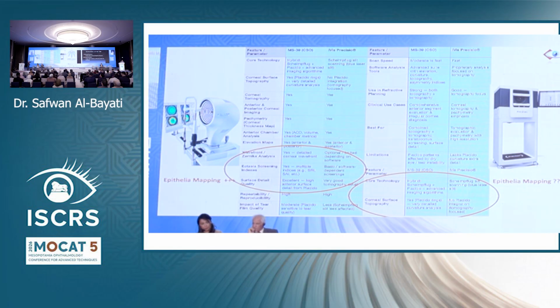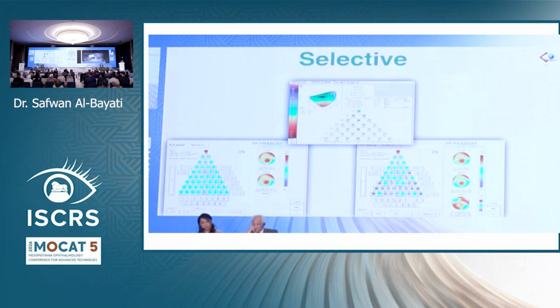And that's the comparison. We can see here, it's highlighted. The wavefront Zernike in the MS is detected in a good way with analysis of the high order aberrations, as I said. But in the IVUS, we need to ask, and it depends on the Scheimpflug analysis without selection. And the surface detail and the epithelial mapping are only in the MS, not in the IVUS. Now, that's the introduction, and that's the story.